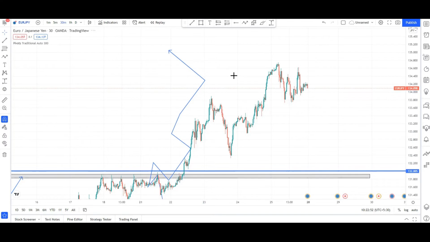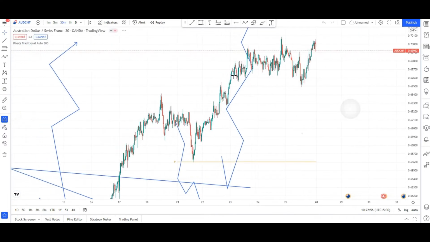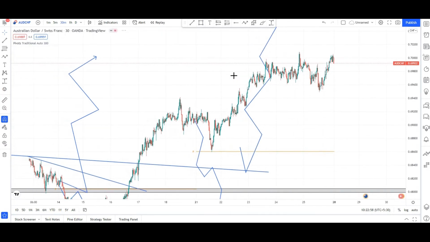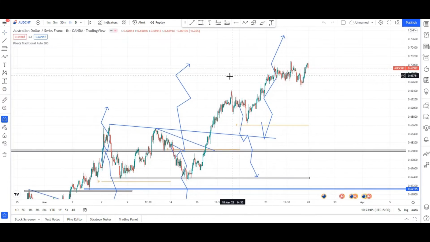Okay guys, we can see the next forex pair. Next is AUD versus CHF. We can switch it to the 1 hourly chart, as I have not seen the 30 minutes. Okay guys, you can see here it reversed and went upside. Since it reversed, we have not taken any trade here.